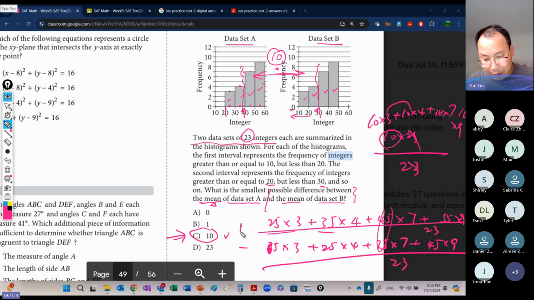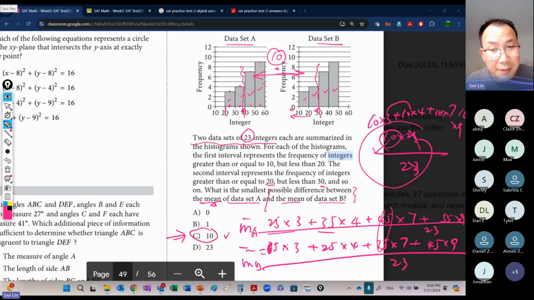The first mean is right here, and the second mean is right this part. So top minus bottom: 25 minus 15, 35 minus 25. So you can get it here, it still is 10. Does it make sense?